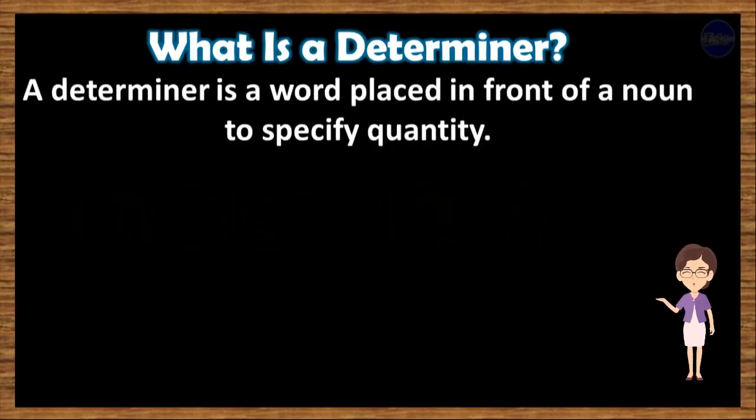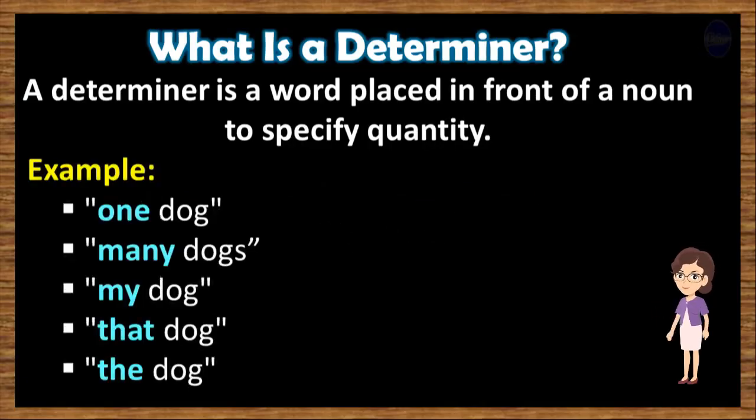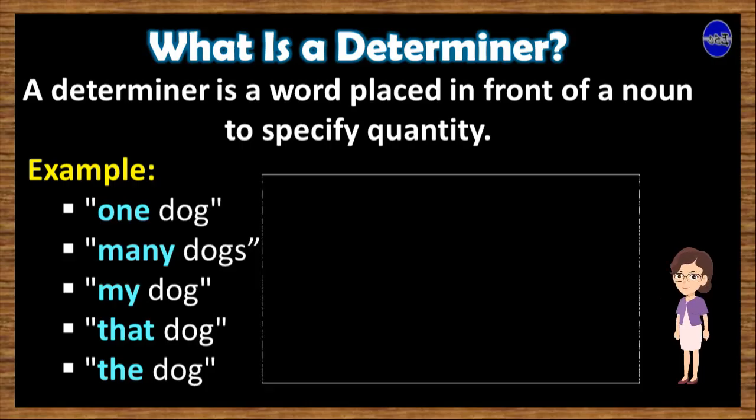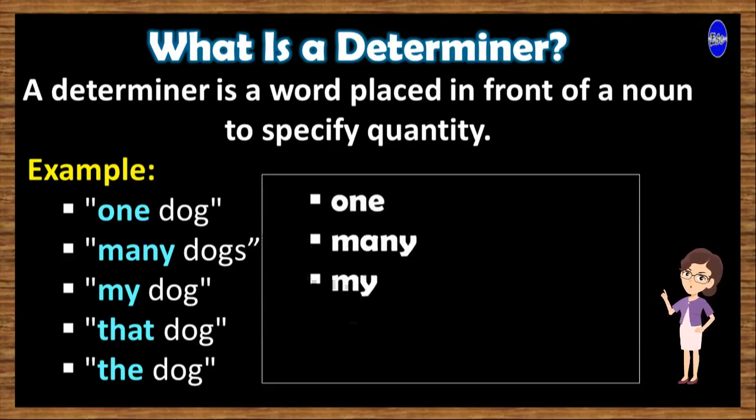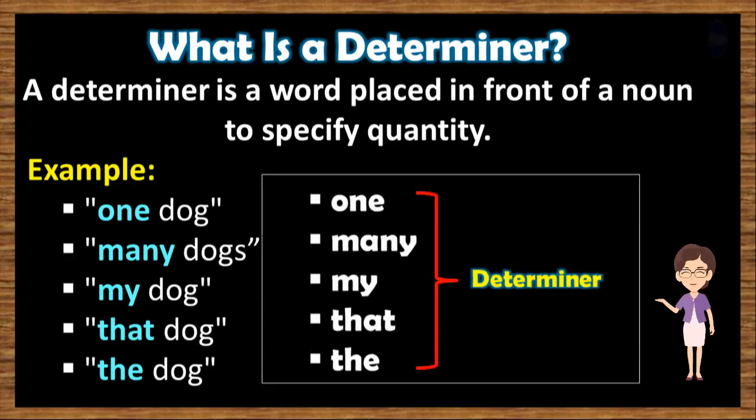What is a determiner? A determiner is a word placed in front of a noun to specify quantity. For example, one dog, many dogs, my dog, that dog, the dog. The words one, many, my, that, and the used in the examples are called determiners because they specify the quantity of the dog.